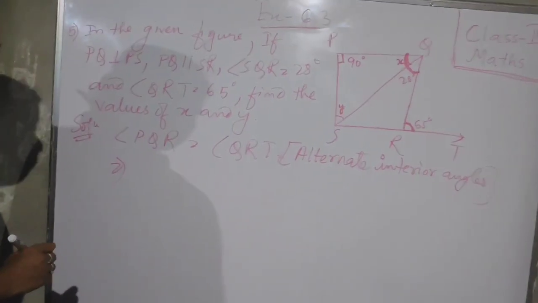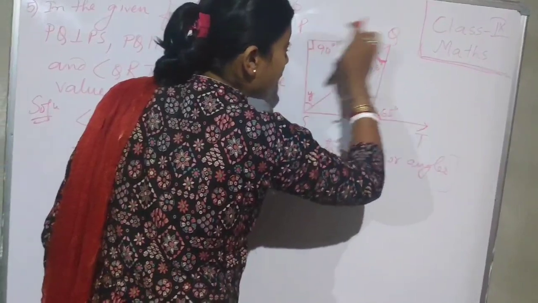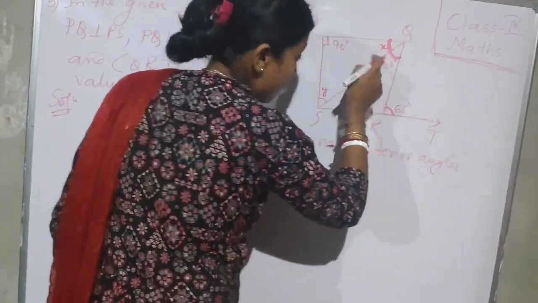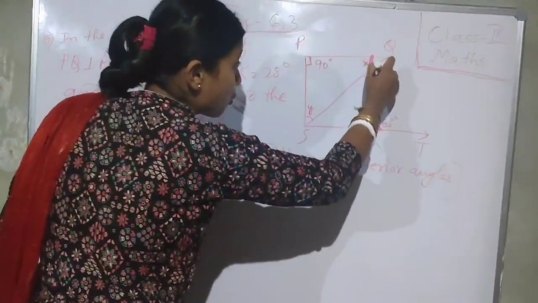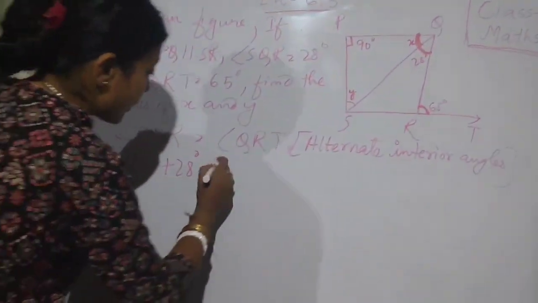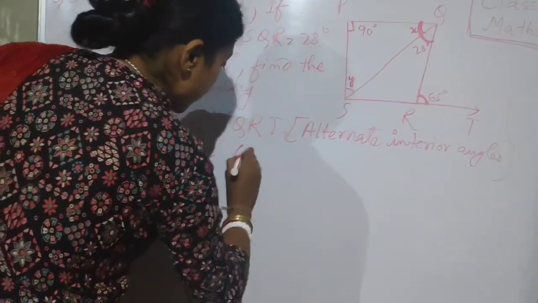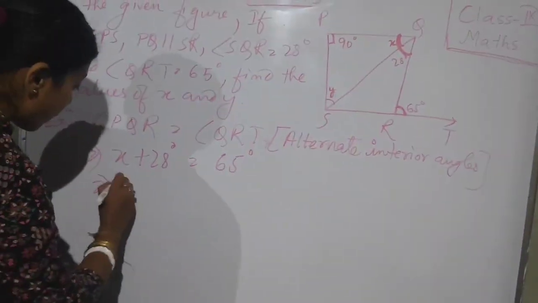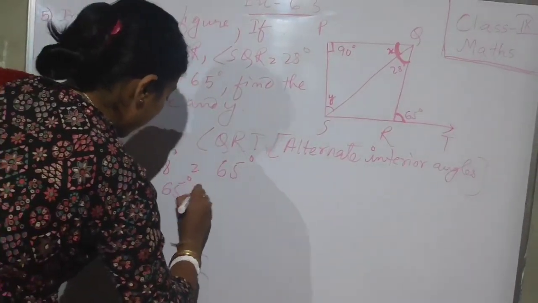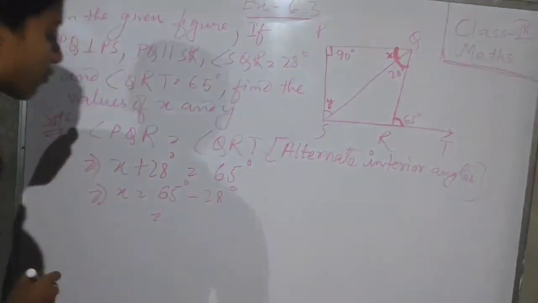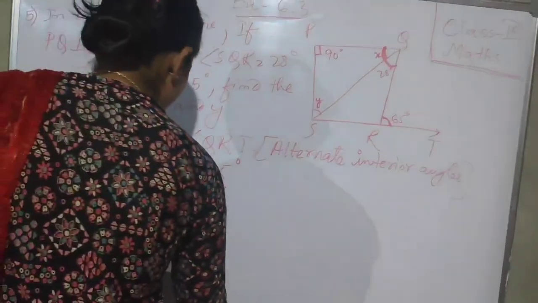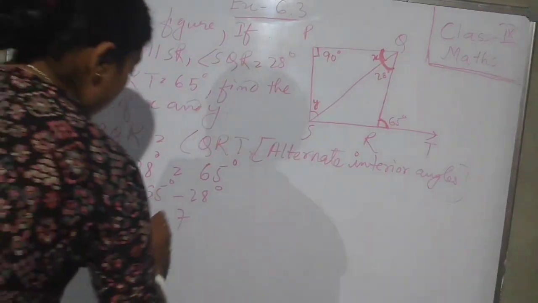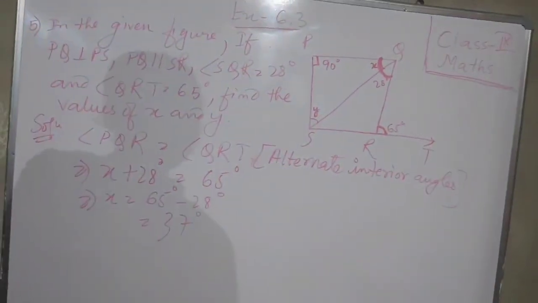So angle PQR is how much? These two are together angle PQR. So x plus 28 we have to take. Sum of these two is equal to angle Q, right? So x plus 28 equals angle QRT, which is 65 degrees. So from here x equals how much? 65 degrees minus 28 degrees. So 15 minus 8 is 7, and 5 minus 2 is 3. 37 degrees we have got.